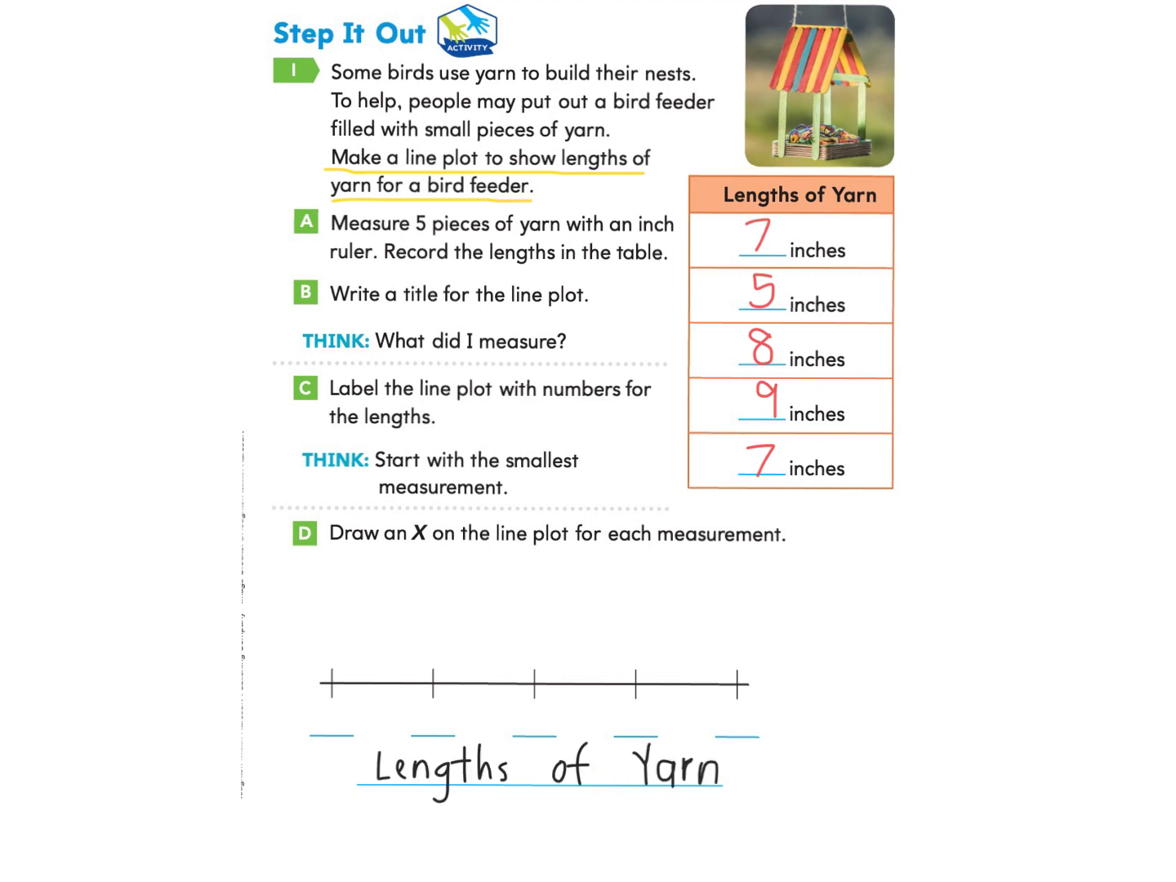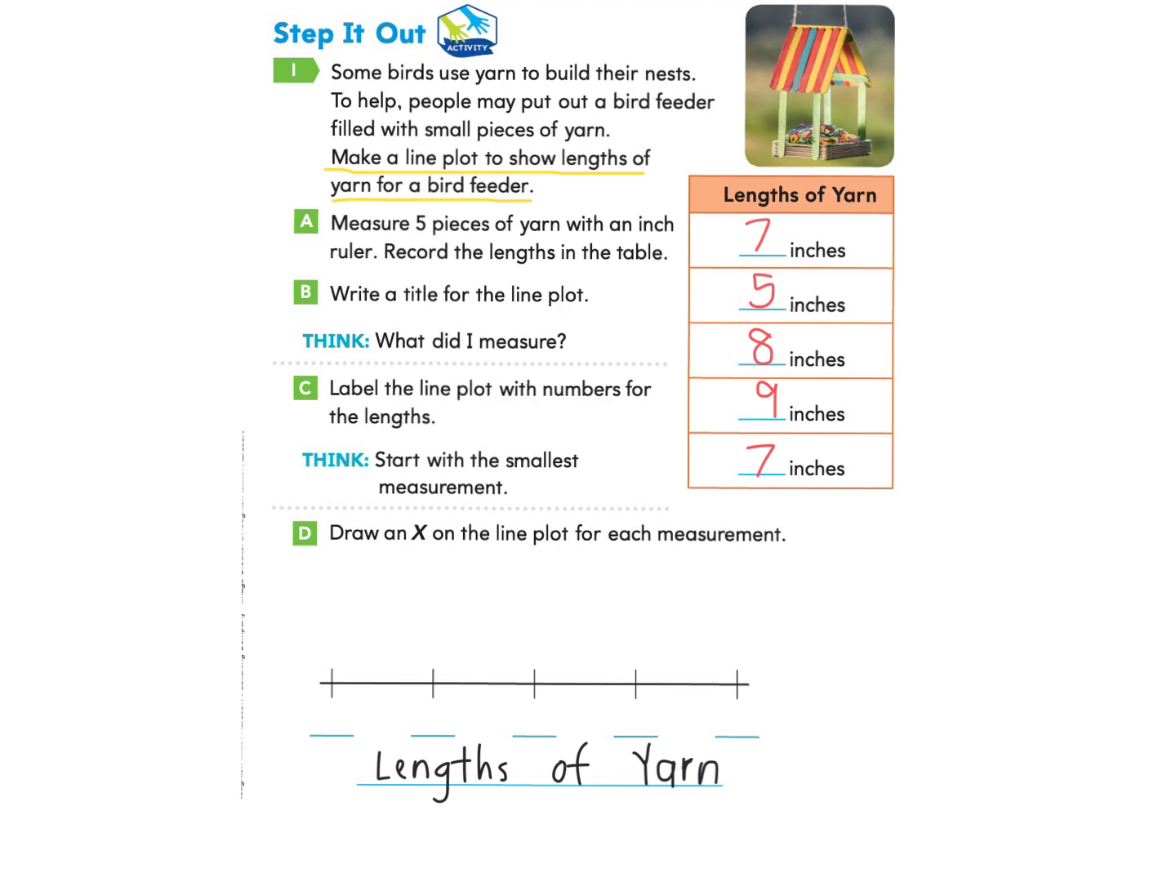We write the title below the line plot because that tells whoever is looking at the line plot what this information is about. Just like the top of this table tells us exactly what we're going to be looking at. We're looking at lengths of yarn, just like we're looking at lengths of yarn in our line plot. All right, we're ready for part C. Label the line plot with numbers for the lengths.